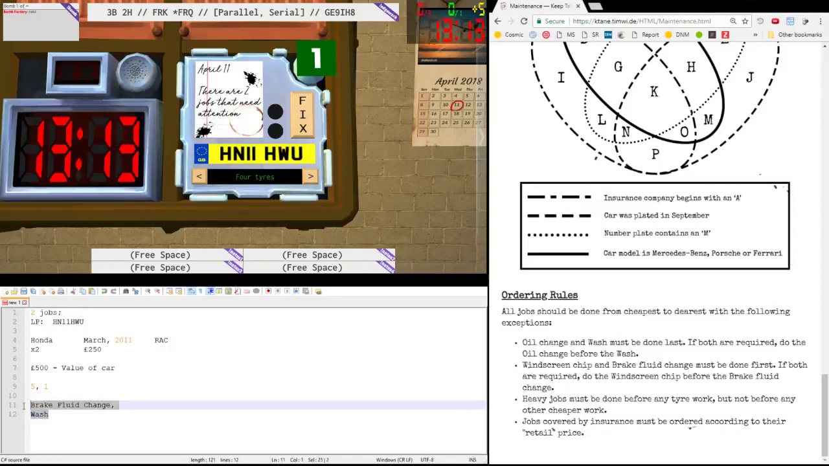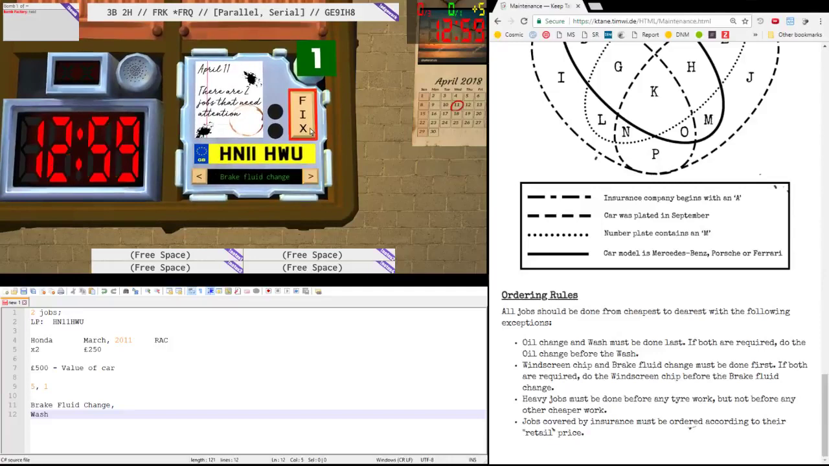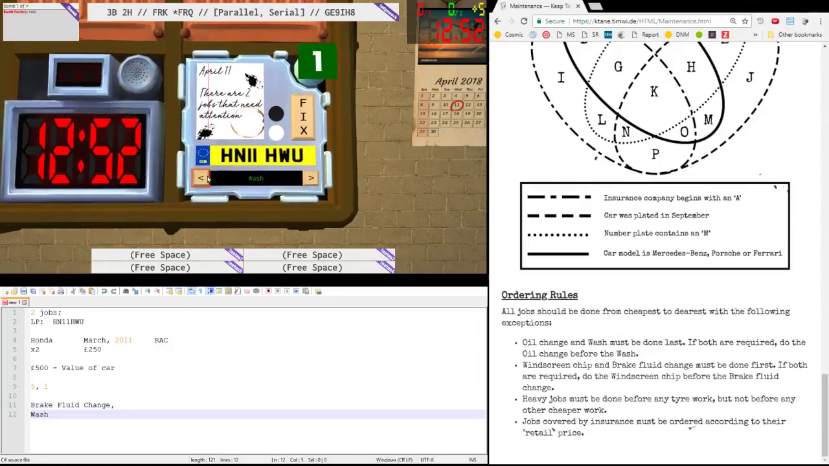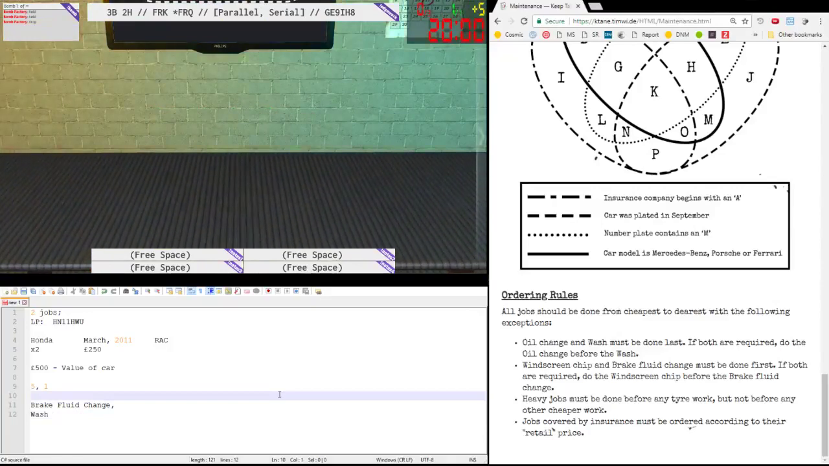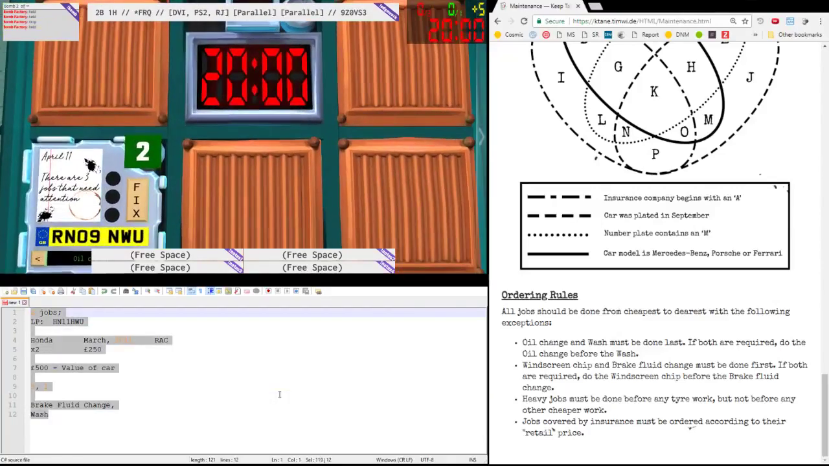So we have two jobs. That's their order based on these ordering rules. So that's what we're going to tell our diffuser to do. Alright, so for maintenance, brake fluid change. So they're going to come over here, look for brake fluid change, and then wash. And the module's done. Let's clear this, get ready to do another one.